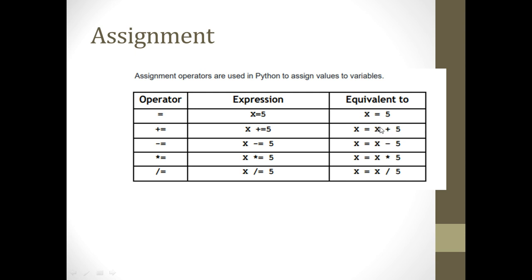Please understand here the right hand side works first and then the value gets assigned to x. 12 minus 5, 7 will be the new x value. 12 into 5, then 60 will be the new x value. 12 by 5, 2.4. That will be the new x value.